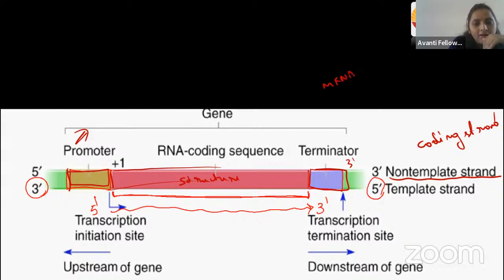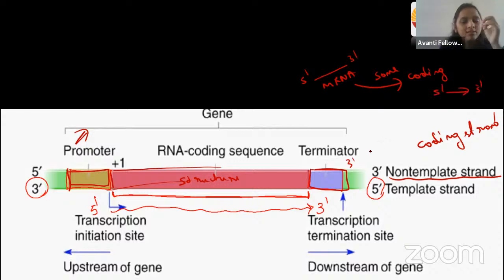What do you mean by coding strand? We have synthesized the mRNA, right? That mRNA has the same nucleotides as the coding strand. Our mRNA will also run 5' to 3', and the coding strand also has 5' to 3', right, guys? So then, which is the template strand? The template strand has 3' to 5'. The DNA strand acting as a template is 3' to 5'. It is very easy to remember, guys.